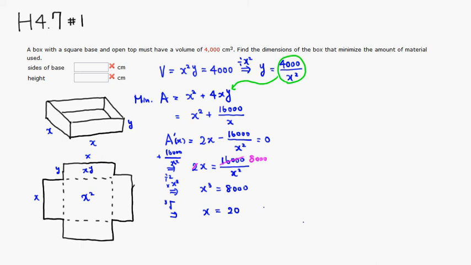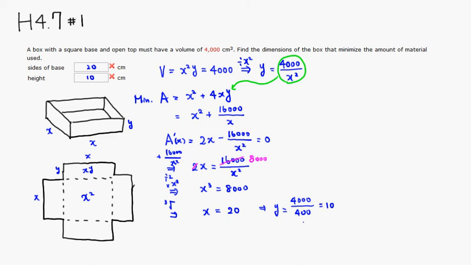So y is equal to 4,000 divided by 20 squared. So it's going to be 4,000 over 400, right? Which is going to be 10. So the size of the base is 20, and the height is 10.